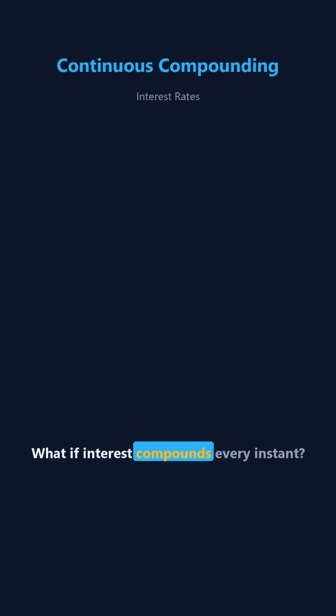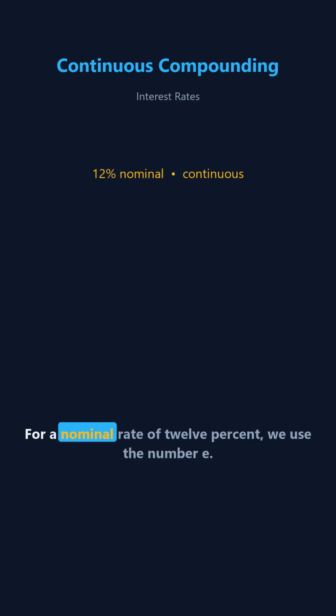What if interest compounds every instant? This is called continuous compounding. For a nominal rate of 12%, we use the number e.